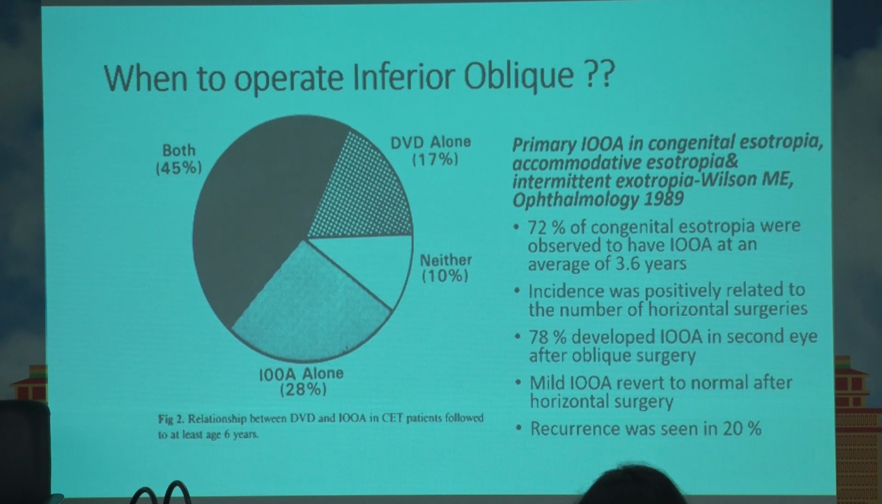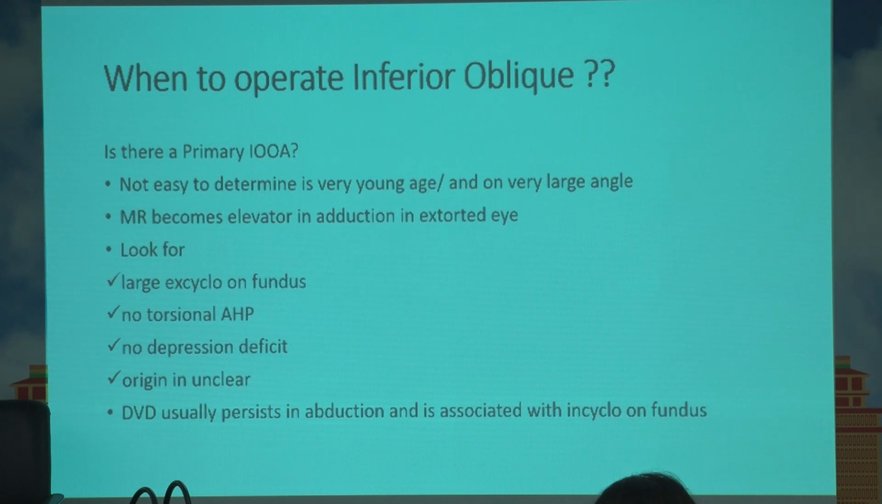And it has been seen that if the inferior oblique was touched in one eye, the other eye subsequently may develop an inferior oblique overaction. While in milder cases, this may not happen. The horizontal surgery itself may be helpful in correcting the mild inferior oblique overaction. Hence, it has been seen that recurrences may occur even if we have touched the inferior oblique in the primary setting in 20% of the cases. So when to operate on the inferior oblique, that is again a debatable issue.